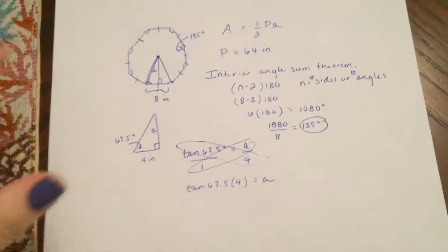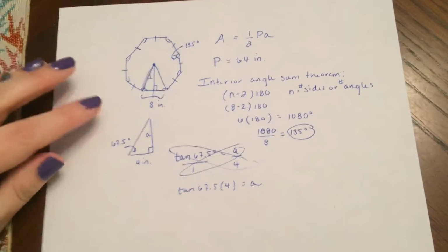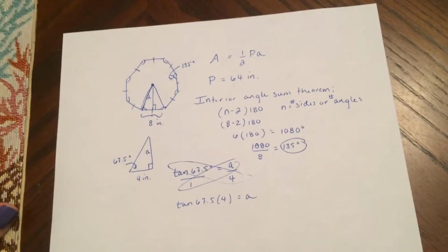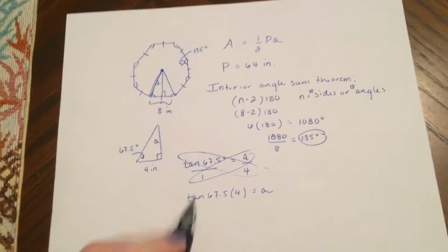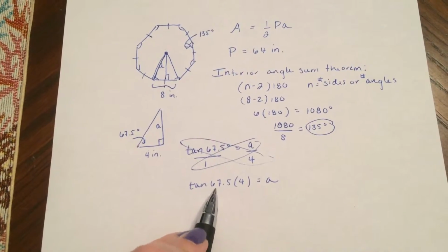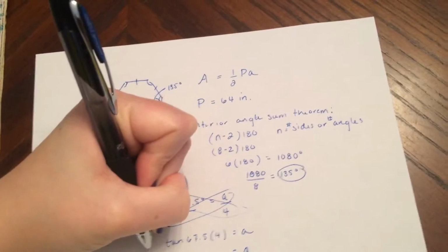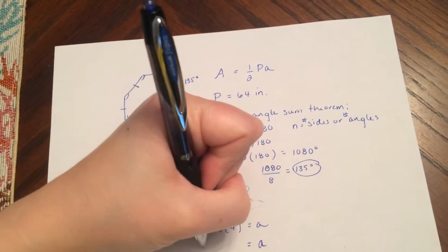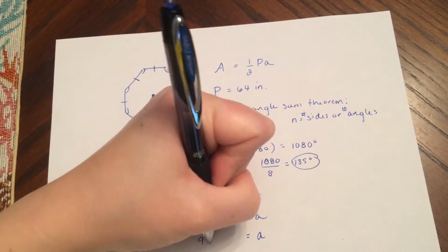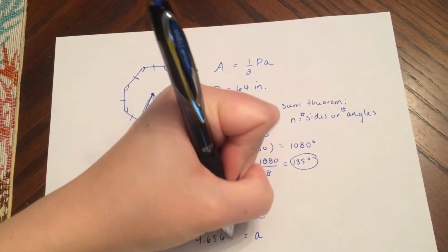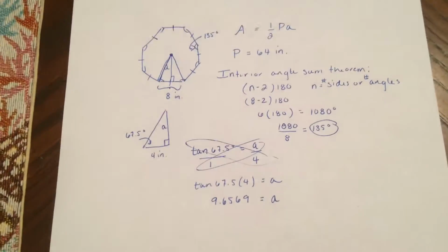So continuing on with this problem, what we ended up doing is I ended up finding the tangent of 67.5 times 4, and that's going to be what my apothem is. So that calculation is going to end up being 9.6569 inches to be exact.